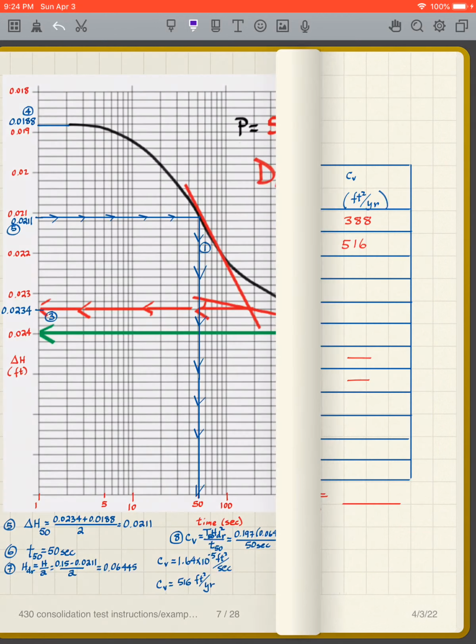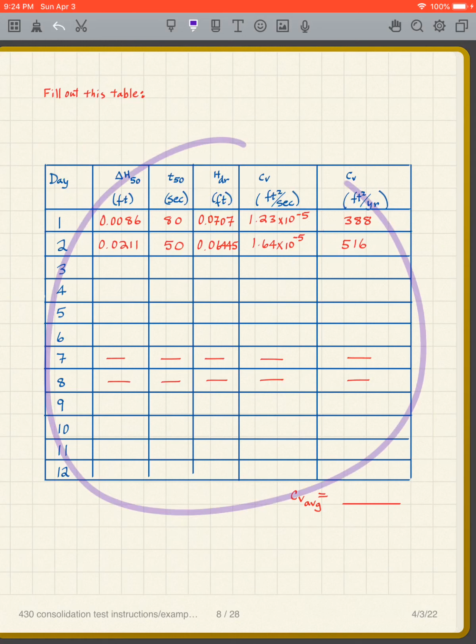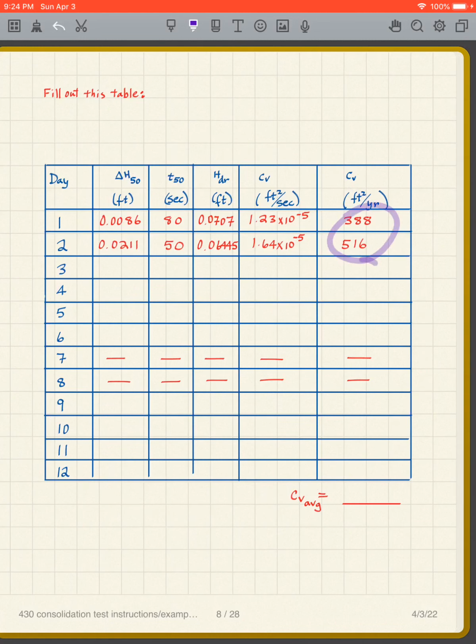So that is how you get the C sub V for each day. You're going to get a different C sub V for each day. You need to fill out this table, and I've filled it out for the first 2 days for you. We get our C sub V in square feet per year, but you can see delta H50, T50, HDR, C sub V, fill those all out. You have to show all the values in this table. When you get all done, you're going to get a bunch of different values of C sub V. You don't have to do days 7 and 8 because those are the unloading days. But you then simply take an average of those values of C sub V.